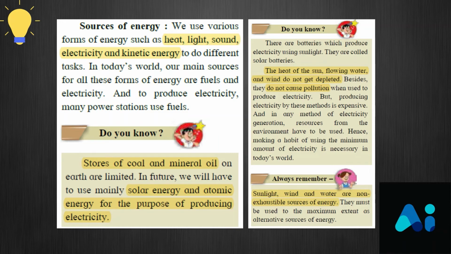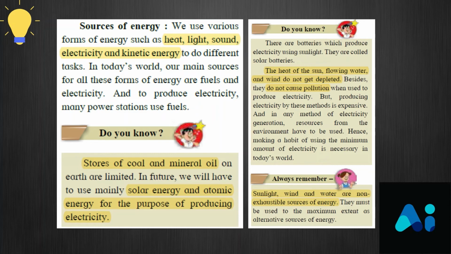Now, what are the sources of energy? The forms of energy that we have seen: heat, light, sound, electricity, and kinetic energy. These are all required for different tasks, or so to say work. Energy is required to do work, we have seen earlier. So the main sources of all these forms of energy for us today in the world are fuels and electricity. And to produce electricity also, we need power stations, which in turn use fuels.